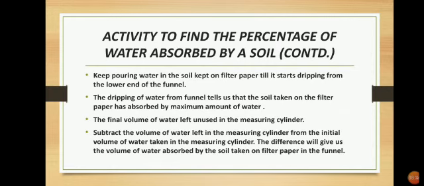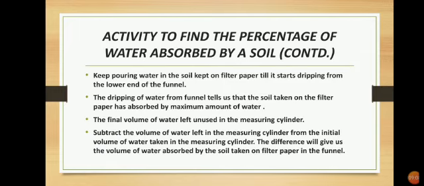Now you have to note the final volume of water which is left unused in the measuring cylinder. Suppose 40 ml water initially you had taken, that was the initial volume of water, and suppose with the help of the dropper you have dropped 20 ml of water. So 40 minus 20, how much water will be left in the measuring cylinder? 20 ml. That is the volume of water left in the measuring cylinder.